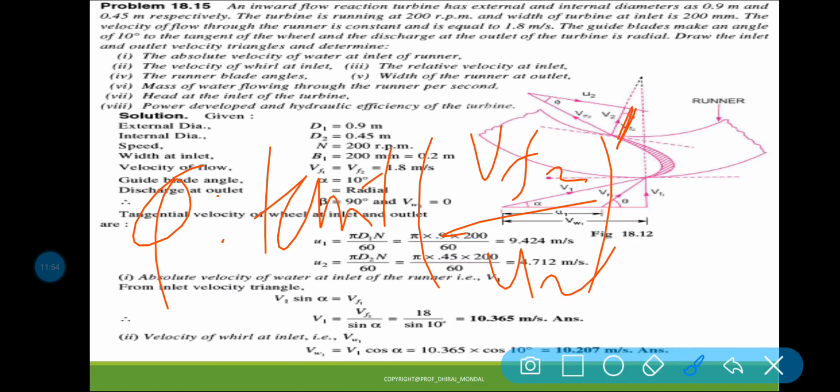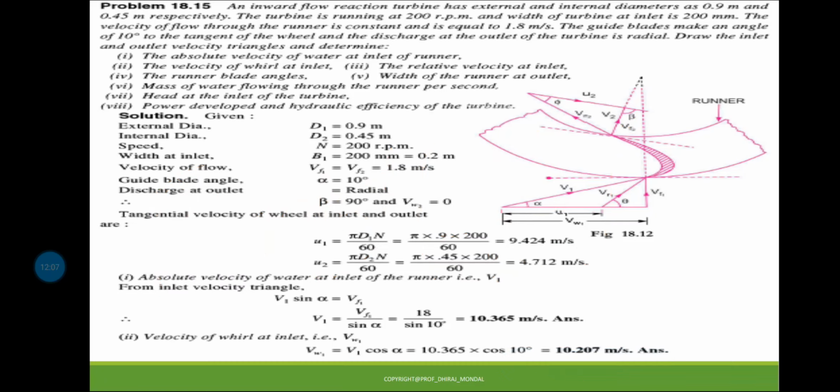And you know that VF2 is already your VF1, so 1.8, and U2 also you have got, this is your U2, 4.7. So phi you can find out easily. Clear? Anything else? So phi, and that means your runner blade angles you can find out. Velocity of whirl at inlet already you have got, relative velocity you have got. Next, come to the next point, your point number 5. Point number 5 is your what?